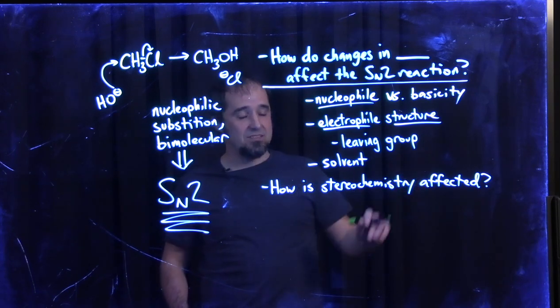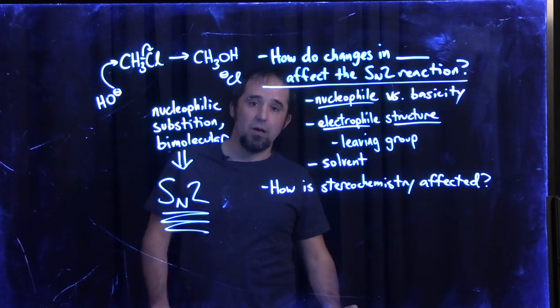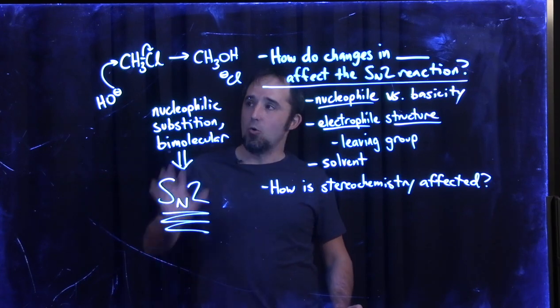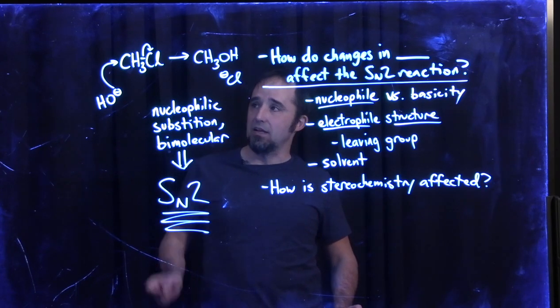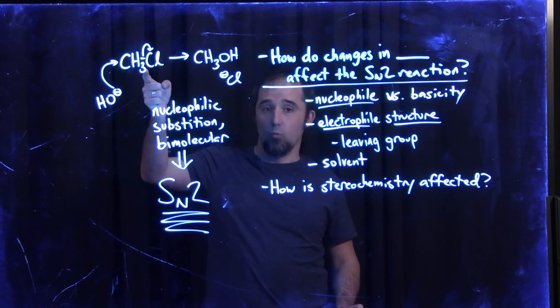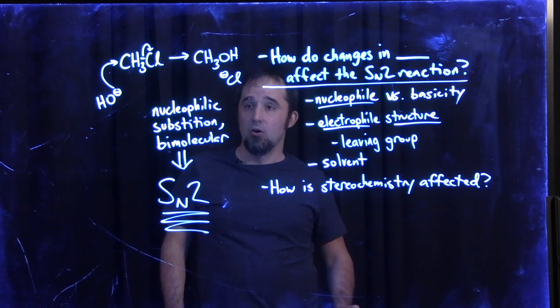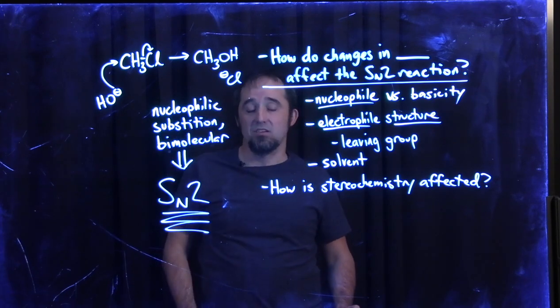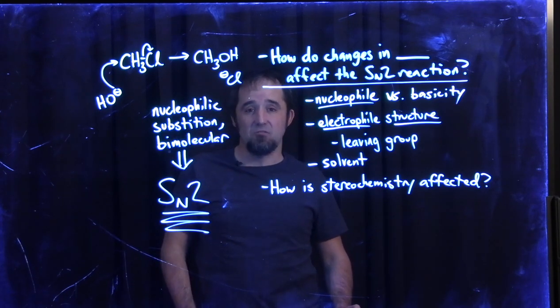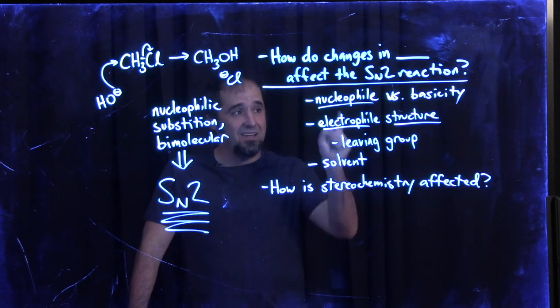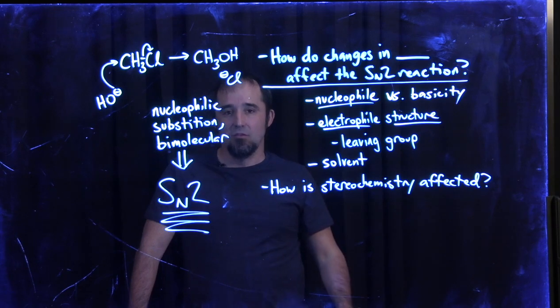And finally, I want to talk about stereochemistry. So we just learned about chirality in this class. And so how does this affect chirality? That's not chiral, but what if it were? If it were, would that chirality be preserved? Would I know the chirality of my product, or would I get a racemic 50-50 mixture? We'll talk about that too. The first thing we're going to talk about is nucleophilicity versus basicity. When are they the same and when are they different?